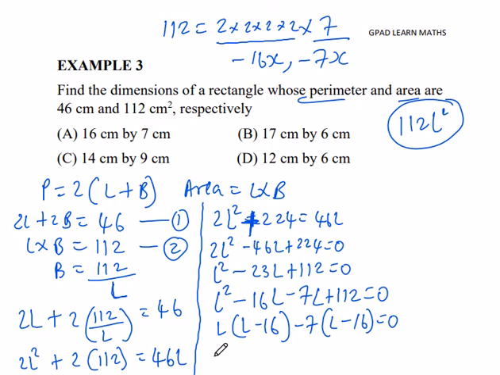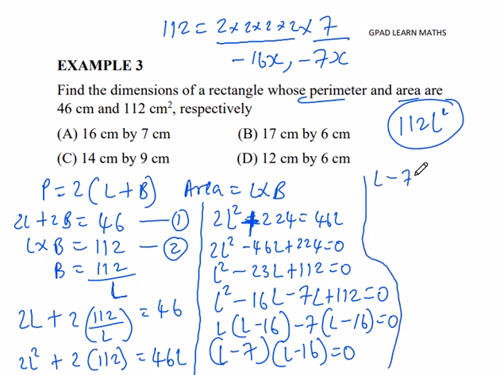So that is that. You see L minus 16 here, and you see what we have in the bracket, they are identical. So just factorize, just pick one of them. L minus 7 times L minus 16 is equal to 0. Now what this means is that L minus 7 is equal to 0, or L minus 16 is equal to 0. So the length is equal to 7 or 16.